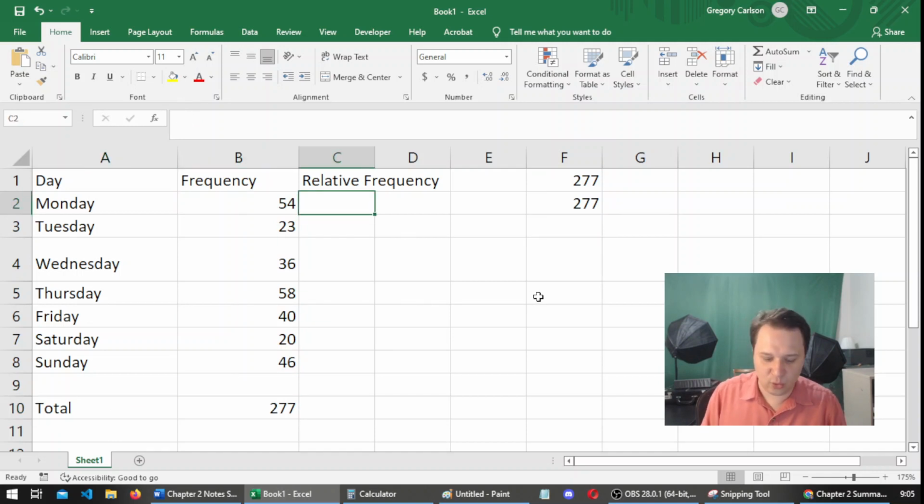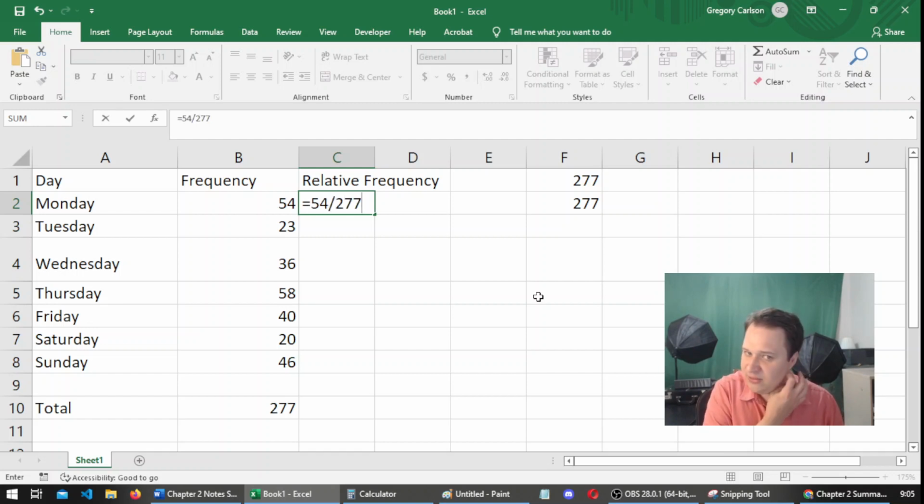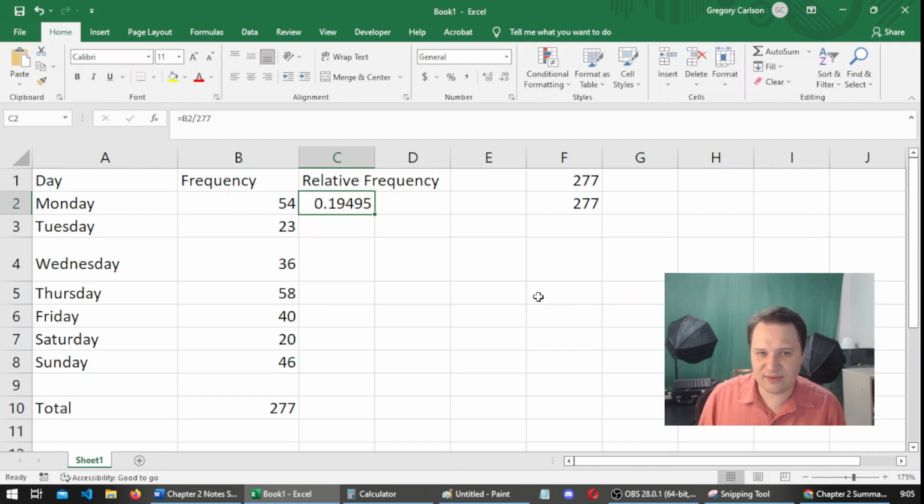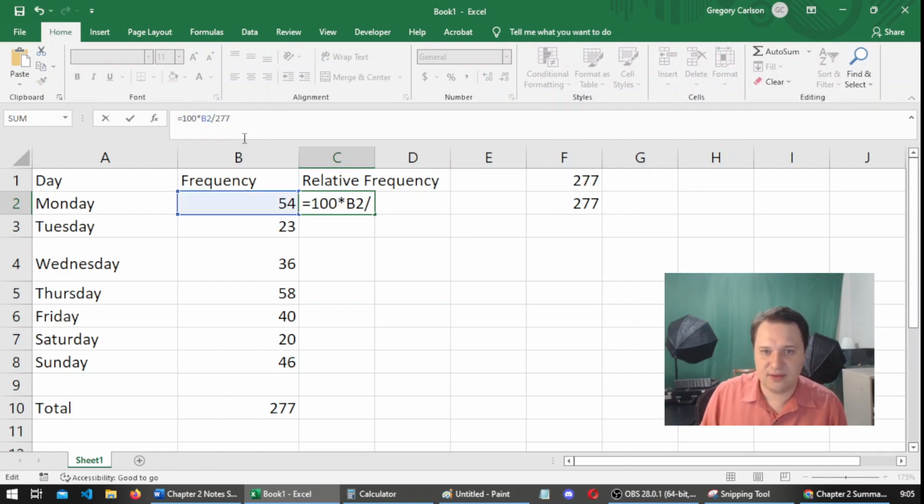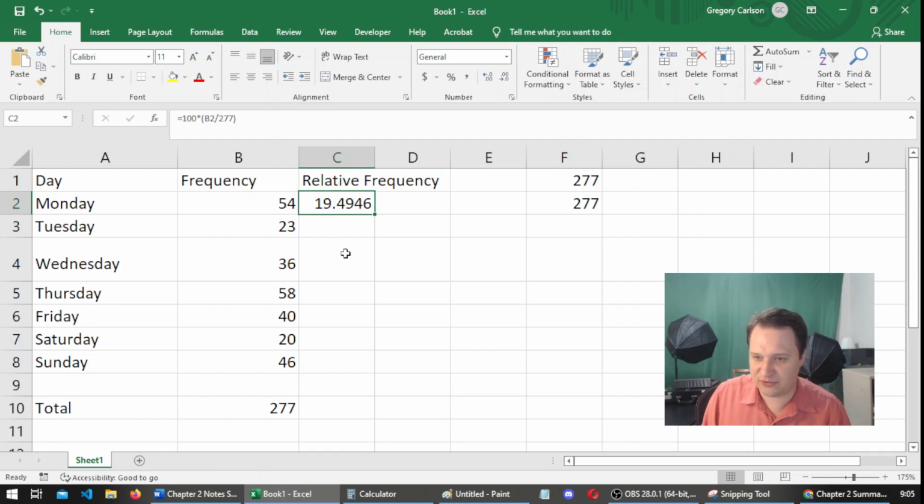Now, here's where this is really cool. We want to calculate the relative frequency. So what I'm going to do, I could type 54 over 277, and that's going to give me the frequency for Monday. However, it would be better to type B2 divided by 277. And so that's nice. You can see that it's put it as a decimal. So what I'm going to do now is add on to my formula 100 times this amount, the entire amount. So I'll use parentheses for the order of operations. And so you can see that now it's a percentage, 19.49%.